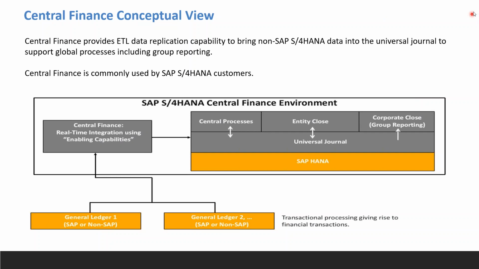Can we do matrix consolidation in the group reporting? Yeah, I will come to that point as well. It's feasible. Matrix consolidation is also feasible. In the initial solution, it is not possible, but from 1909 onwards, it's feasible to have the matrix consolidation as well.